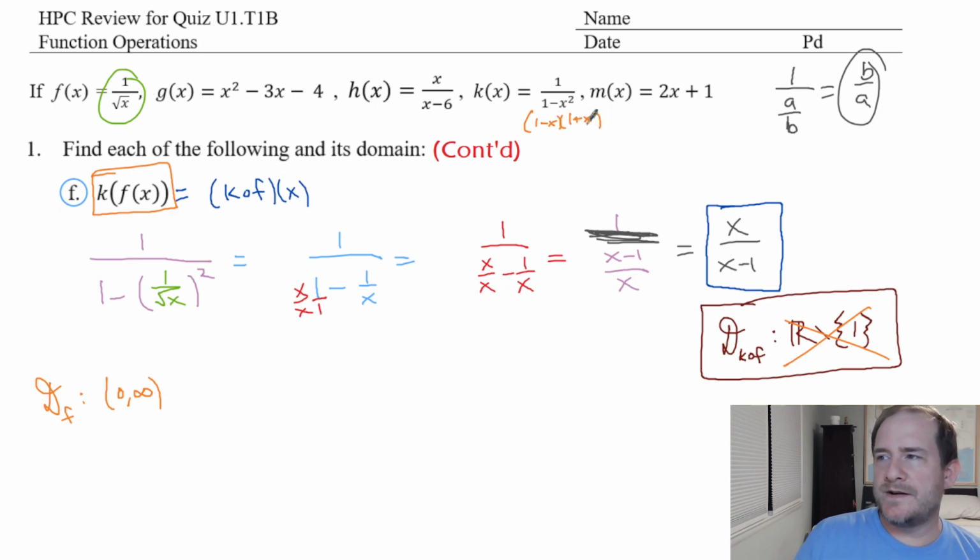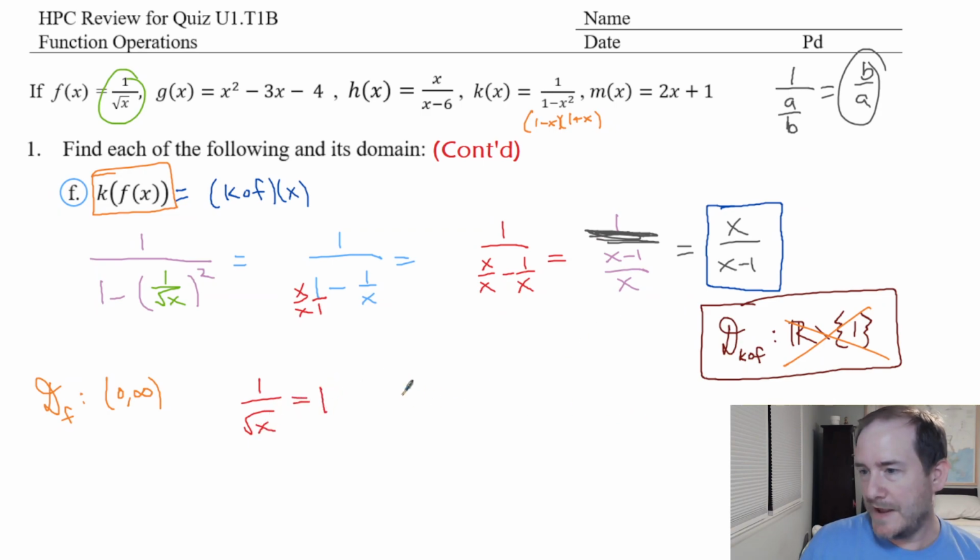So 1s and negative 1s will cause us to be non-real. That means we better grab function f, 1 over root x, and set it equal to 1. And we better do 1 over root x and set it equal to negative 1. We've got two separate equations we have to solve. So let's do it. I would just cross multiply, probably.